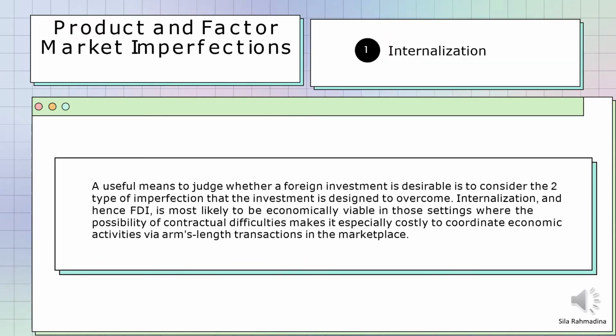The definition of internalization. A useful means to judge whether a foreign investment is desirable is to consider the two types of imperfection that the investment is designed to overcome. Internalization, and hence FDI, is most likely to be economically viable in those settings where the possibility of contractual difficulties makes it especially costly to coordinate economic activities via arm's length transactions in the marketplace.